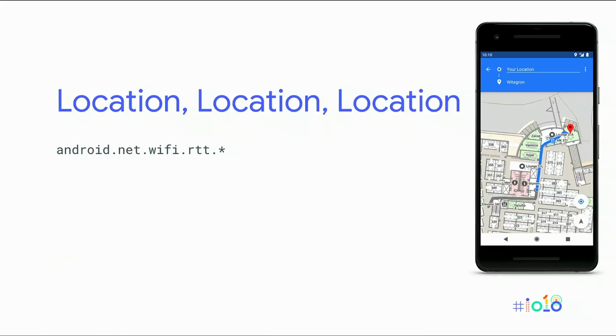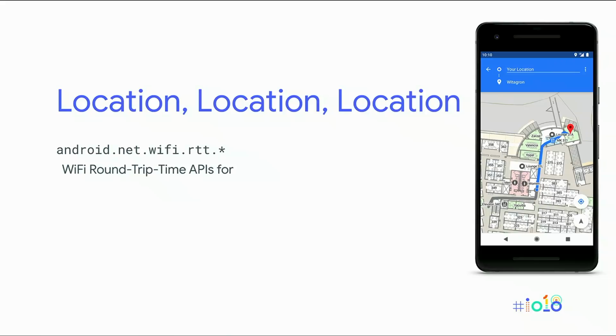So location, now you can take advantage of a new package, android.net.wifi.rtt. It's the Wi-Fi round-trip time API. It requires compatible hardware on your phone. It also requires a compatible access point. And it allows you to find a precise location indoors for the user's device.